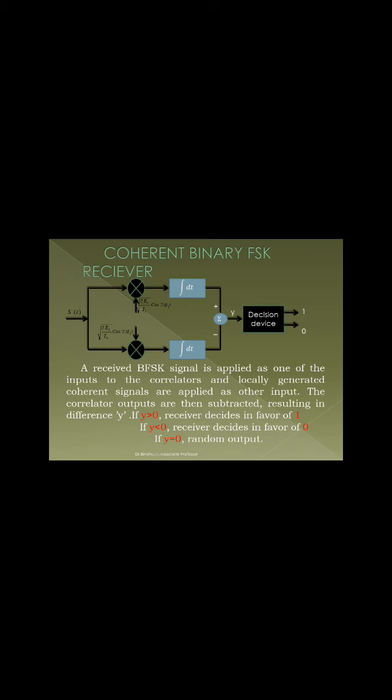Here we have a correlator device and a decision device, which is capable of producing a digital output. If y, the information taken across the subtractor, is greater than 0, it is in favor of bit 1. If y is less than 0, it is in favor of bit 0. If y is equal to 0, it means that there is no output.